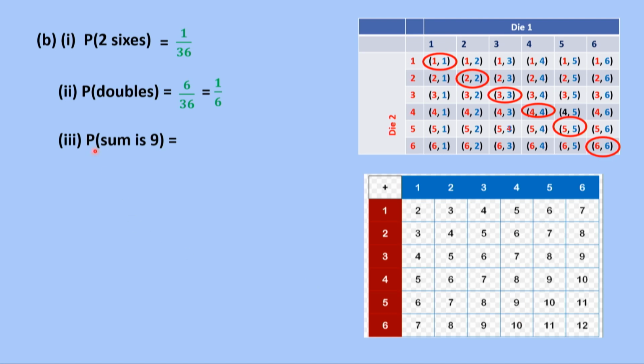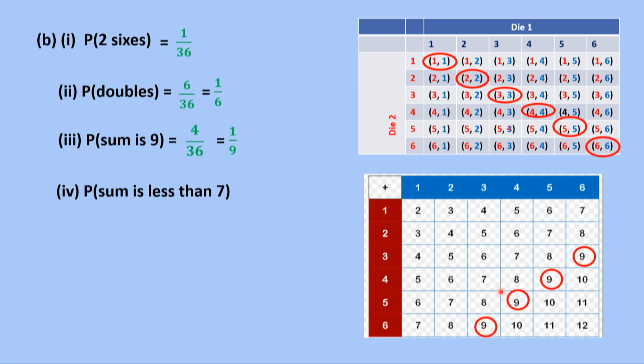For example, getting 5 and 4 will give me a total of 9. So probability that the sum is 9. Let us see how many times we have 9 in this diagram. 1, 2, 3, 4. So probability that the sum is 9 is going to be 4 over 36. Reducing to lowest term, we will get 1 over 9.